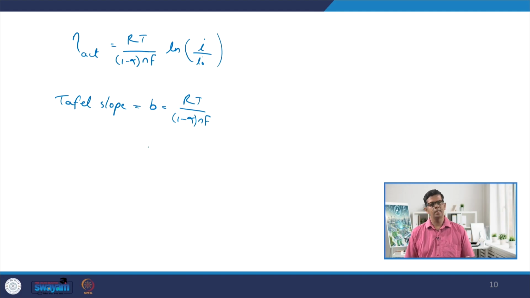So, what does it signify? We can understand the significance of the Tafel plot, the Tafel equation, if we draw the relation between the current and the overpotential. So, let us do that.